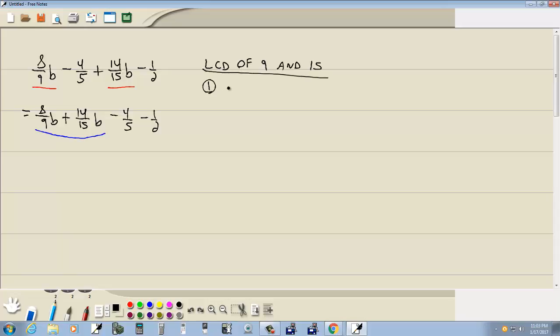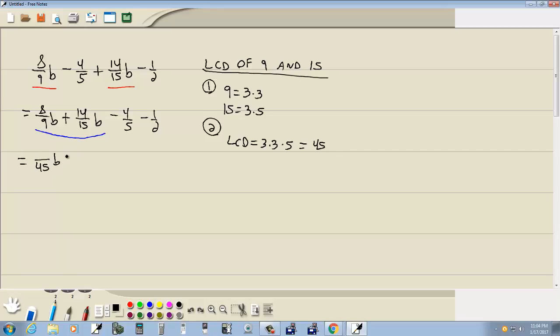So the first thing I do is the prime factorization of each number. 9 is 3 times 3, and 15 is 3 times 5. For my LCD, I take a look at each prime. I start with 3, and I'm looking for the greatest number of 3's on a single line. There's 2 of them here, there's 1 of them here, so the greatest number of 3's on a single line is 2. Then I go to my next prime, which is 5. There are no 5's here, and there's 1 five here, so the greatest number of 5's on a single line is 1. 3 times 3 is 9, times 5 is 45.